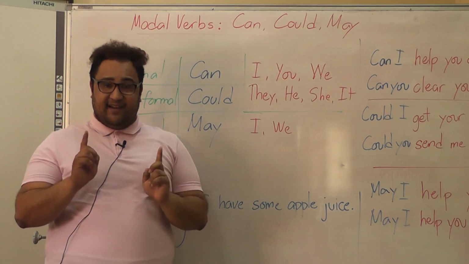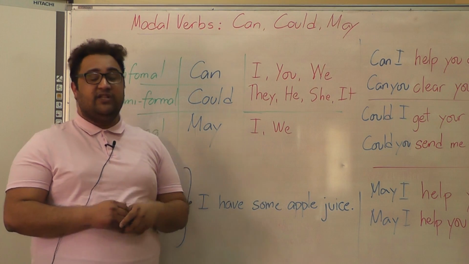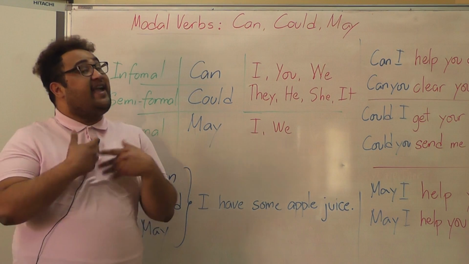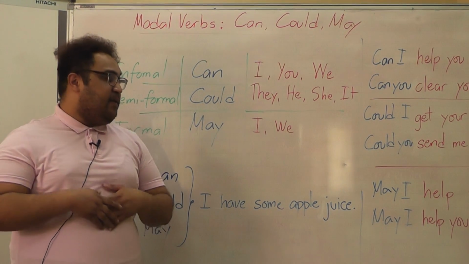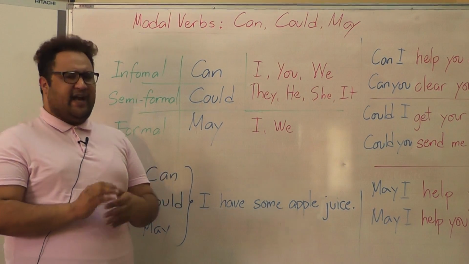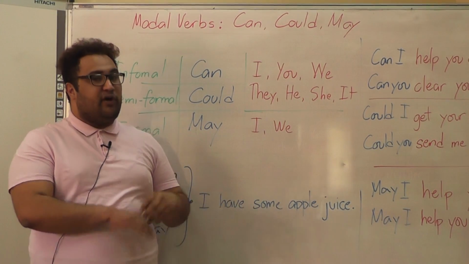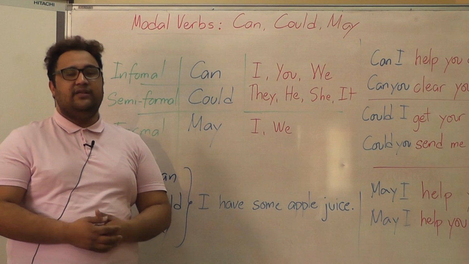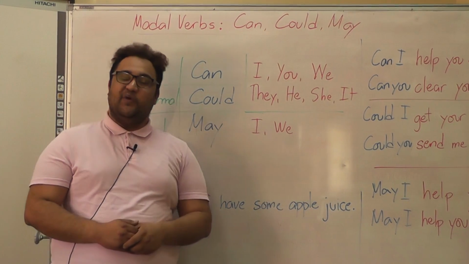But for may, it is commonly used just with I and we. Like, may I get you something? May we be of help to you? Or may we help you with something? So never forget that. Now, there are times that there is a slip like, may you please move aside, or may you please close the door. But this is very rare, but commonly we use may for I and we.